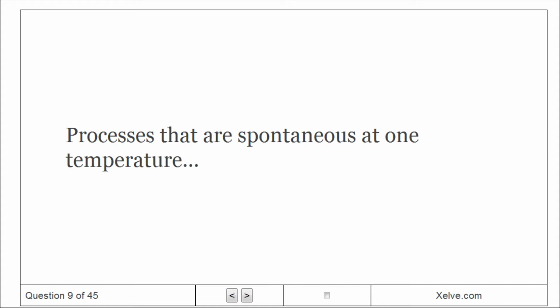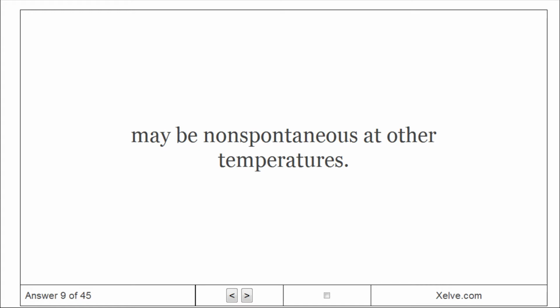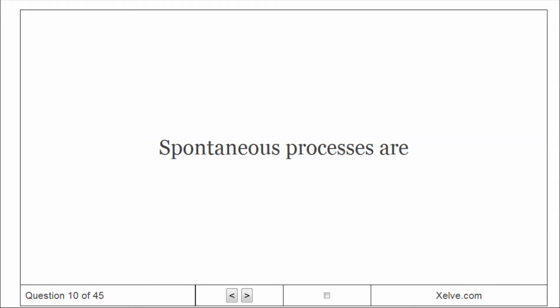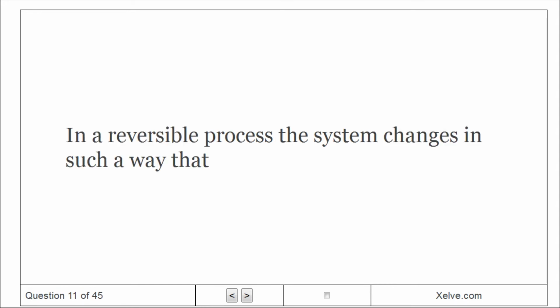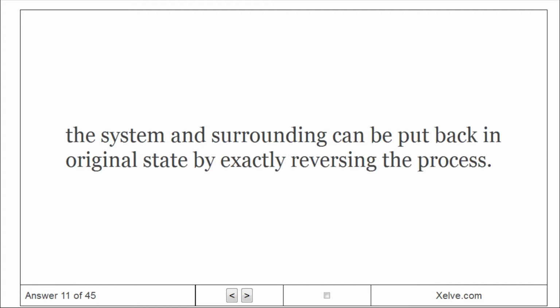Processes that are spontaneous at one temperature may be non-spontaneous at other temperatures. Spontaneous processes are irreversible. In a reversible process, the system changes in such a way that the system and surroundings can be put back in the original state by exactly reversing the process.